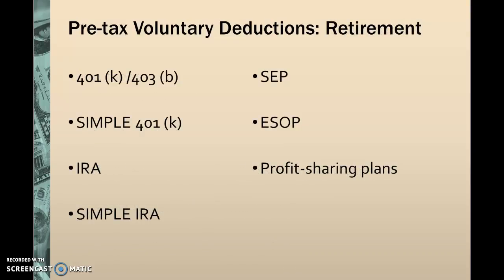Some other pre-tax voluntary deductions are retirement. Some of the different retirement plans that an employer can offer to their employees are 401k, 403b, a SIMPLE 401k, an IRA, ESOP, and any profit sharing plans.